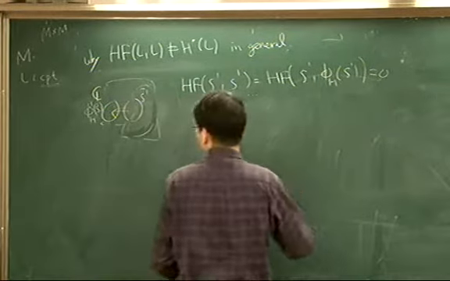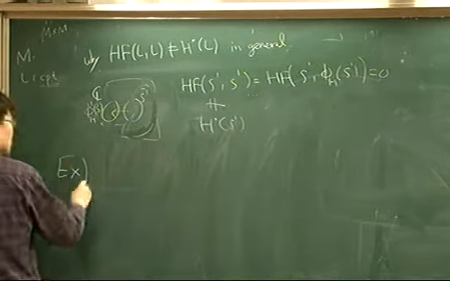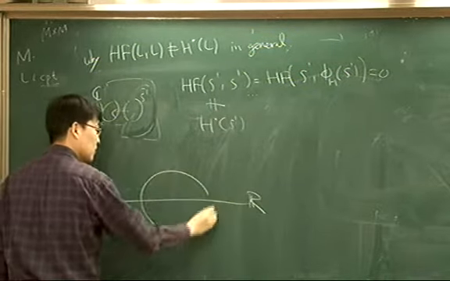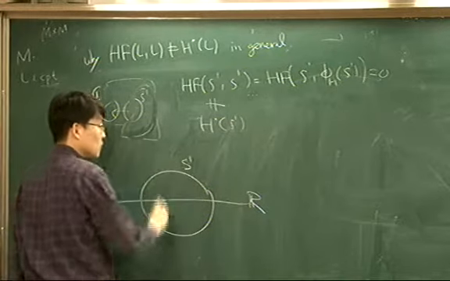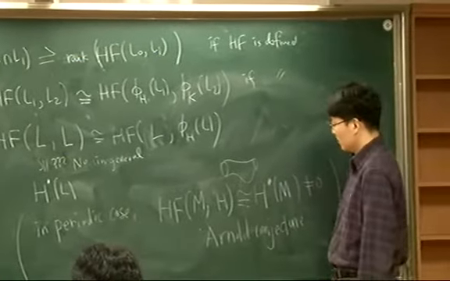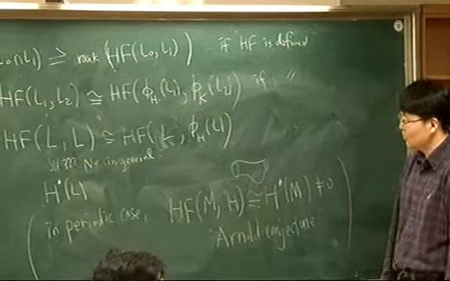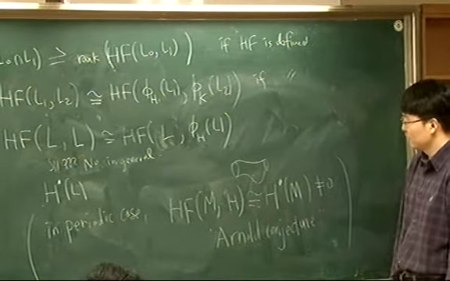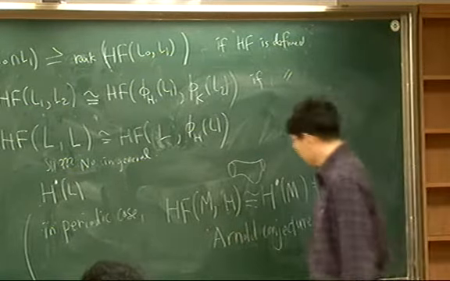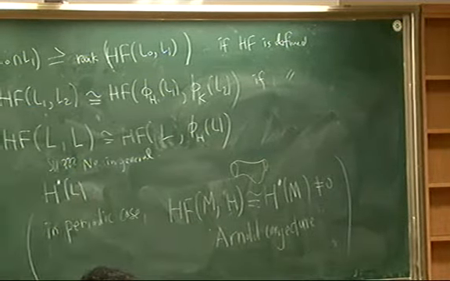So the easy example is. By the way, it's Floer homology of just L, but H is defined. Oh, this closed orbit. It's already defined if H is non-degenerate, but for degenerate H, it's not.